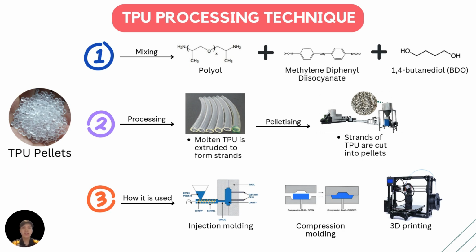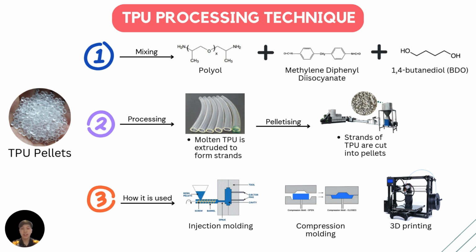First and foremost, TPU production begins with the mixture of three key components: polyol, methylene diphenyl diisocyanate, and 1,4-butanediol, BDO. This combination forms the base material for TPU. The mixture is then heated to produce molten TPU, which is extruded into strands. These strands are then cut into pellets, the raw form of TPU. These TPU pellets are very versatile and processed using several methods to create different types of materials. These processes include injection molding, compression molding, and 3D printing.